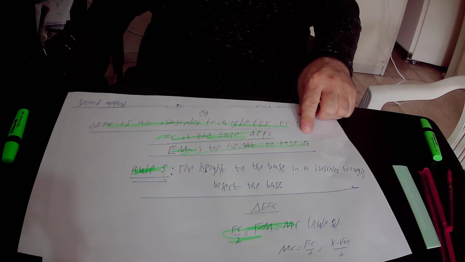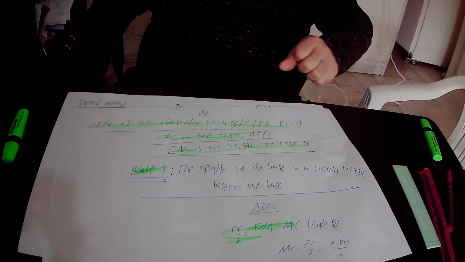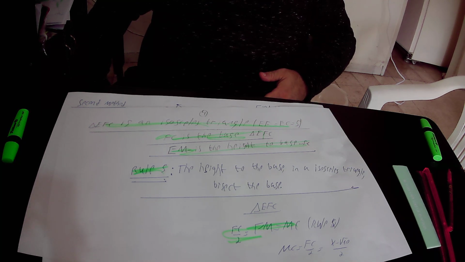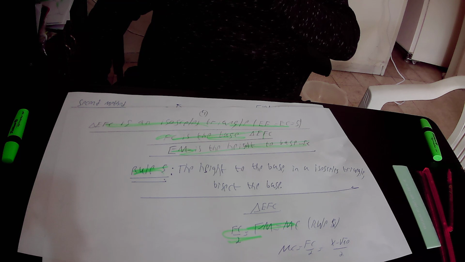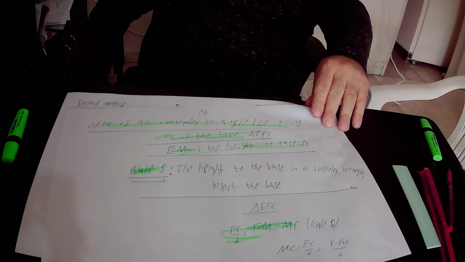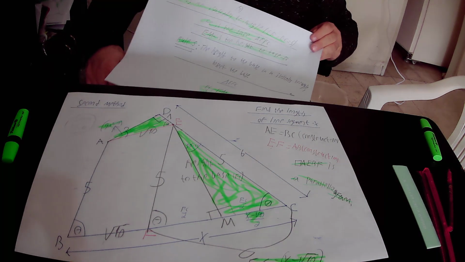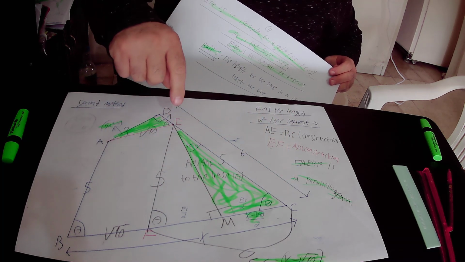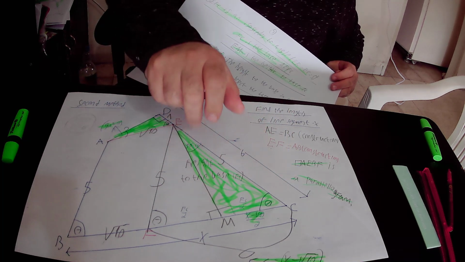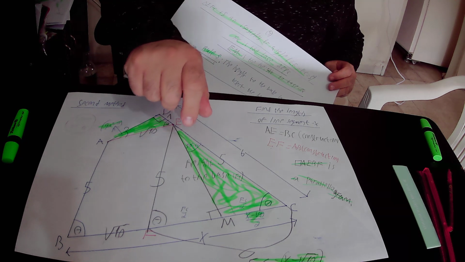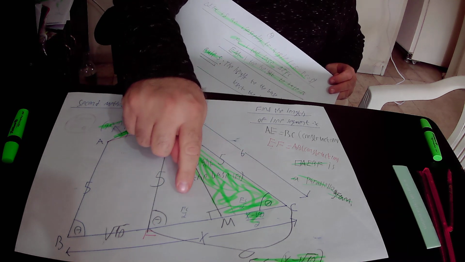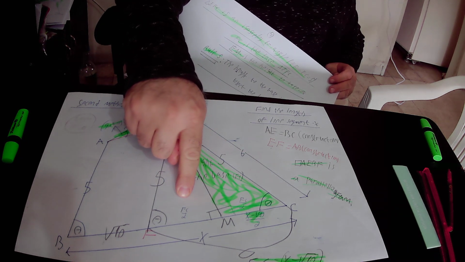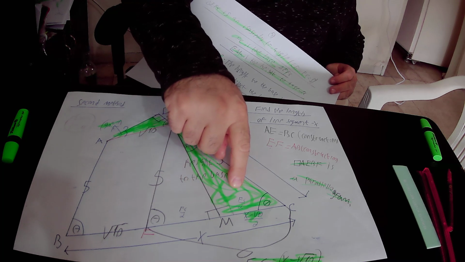And we have rule number 5. According to rule number 5, the height to the base in an isosceles triangle bisects the base. Again, the height to the base in an isosceles triangle bisects the base. So here, according to rule number 5, the height EM to the base FC in an isosceles triangle EFC bisects the base FC. That is to say, it divides the base FC into two equal parts. So if this part is FC over 2, this part must also be FC over 2.